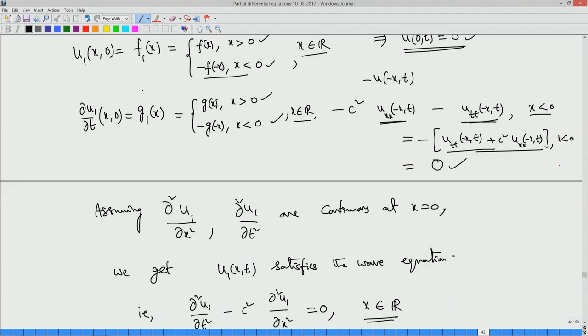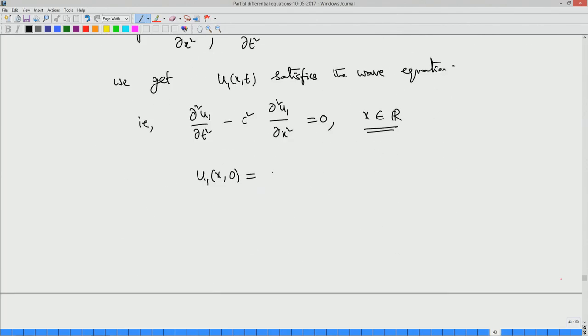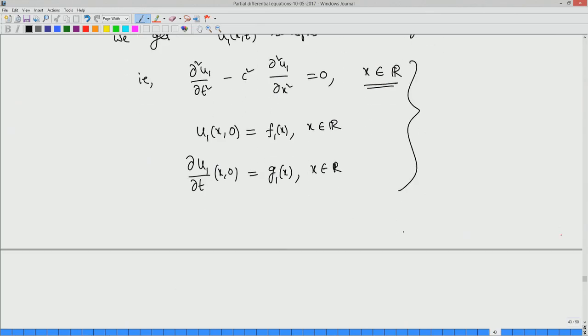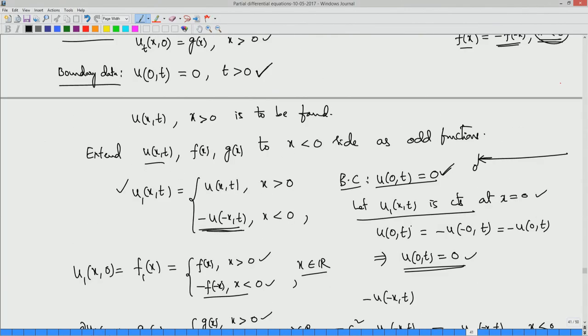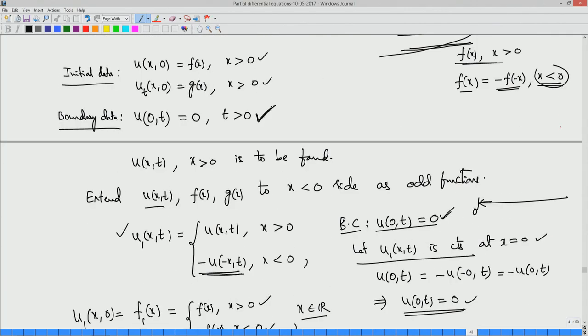That is f1 of x and g1 of x. Now this is for every real line, and similarly ∂u1/∂t at x, 0 is now g1 of x, for every real value. So now this is like the earlier problem, the boundary condition is automatically satisfied.